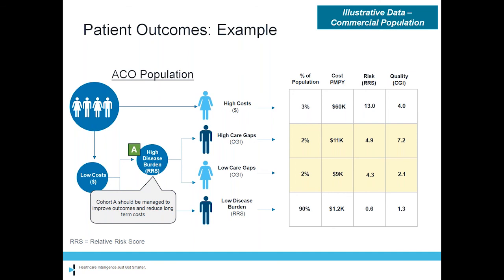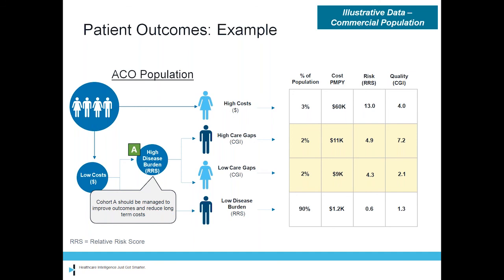Your high-cost folks, in this case, they're looking at 3% of the population. The average cost of the top 3% is about $60,000 annually. They've got a relative risk score of 13 and a high care gap index, but it's not too high. For these folks, the high costs, the goal here is to know them and steer them to either lower cost providers, more efficient providers, and make sure that they have the resources to hopefully revert back to the mean.